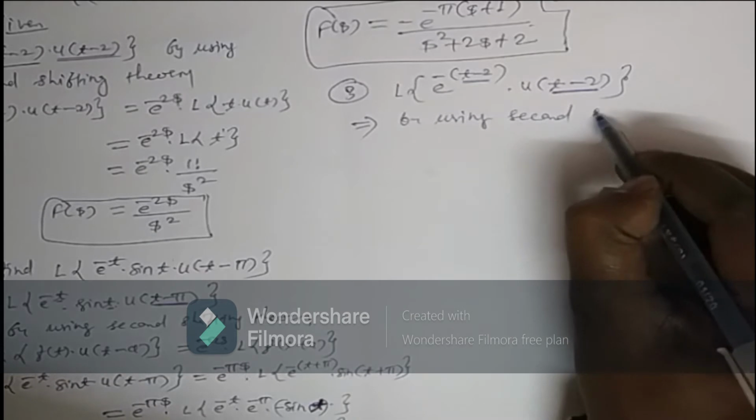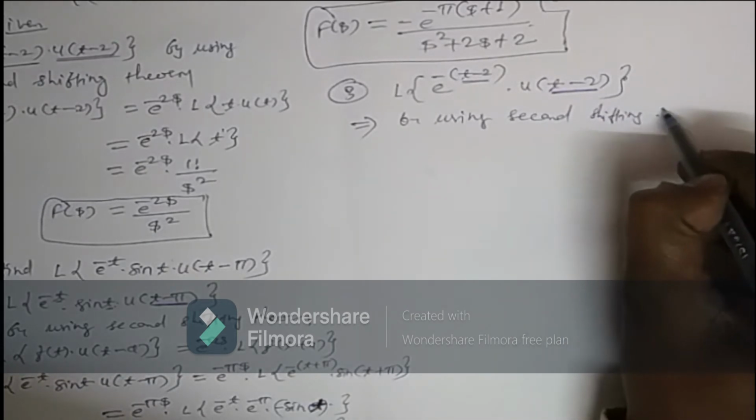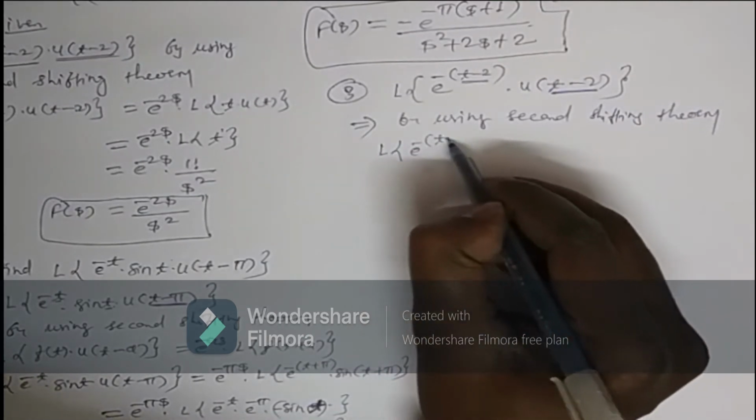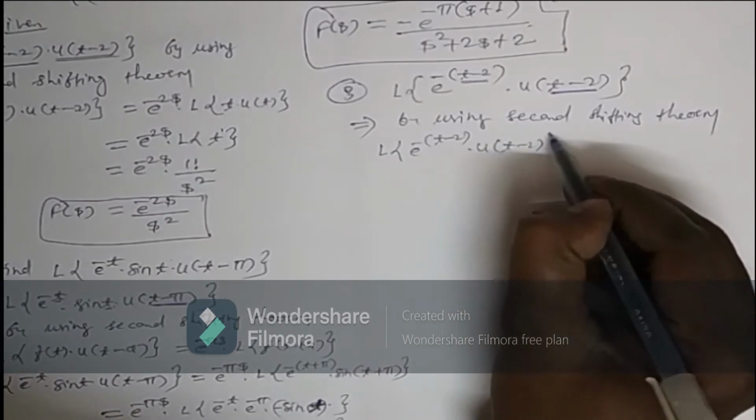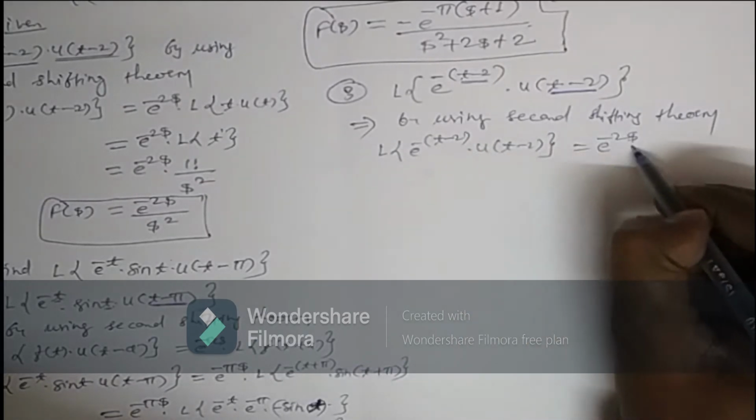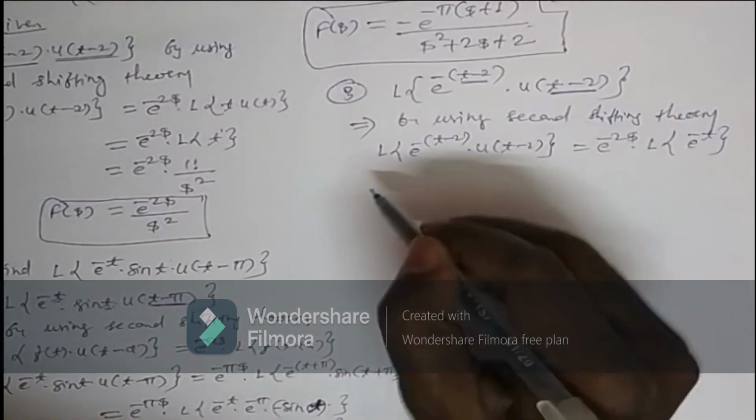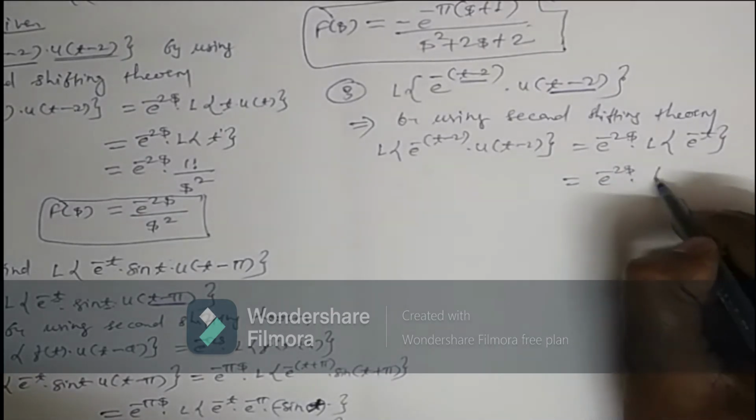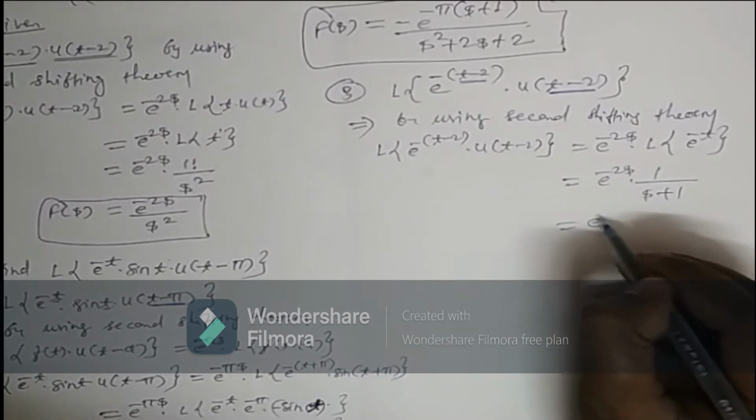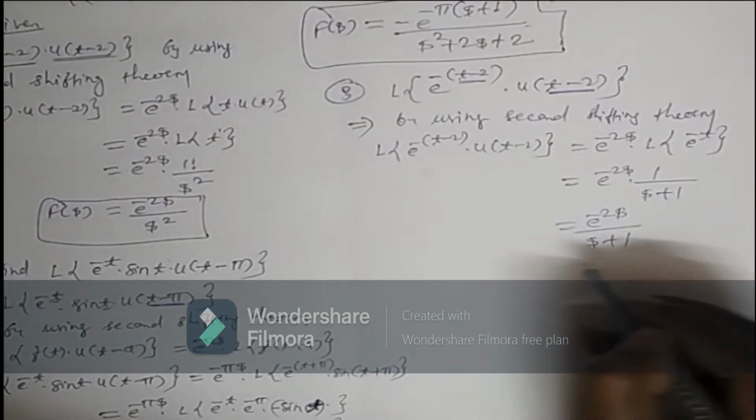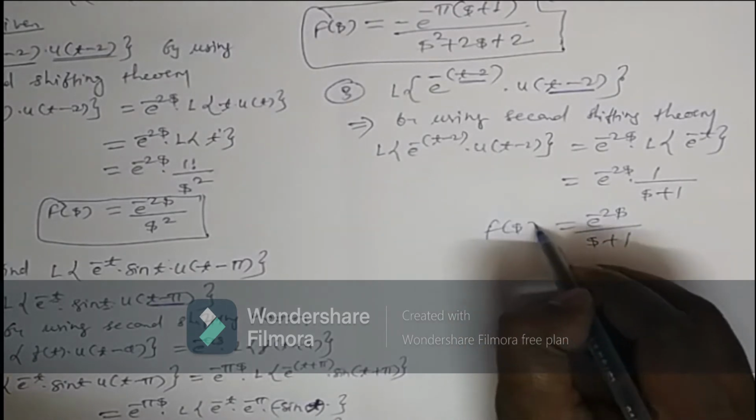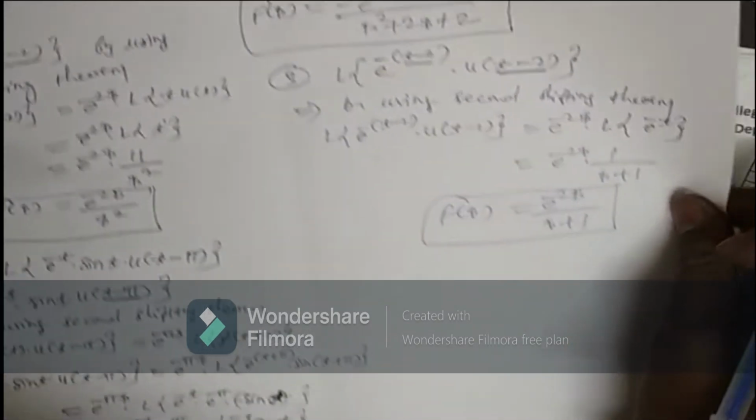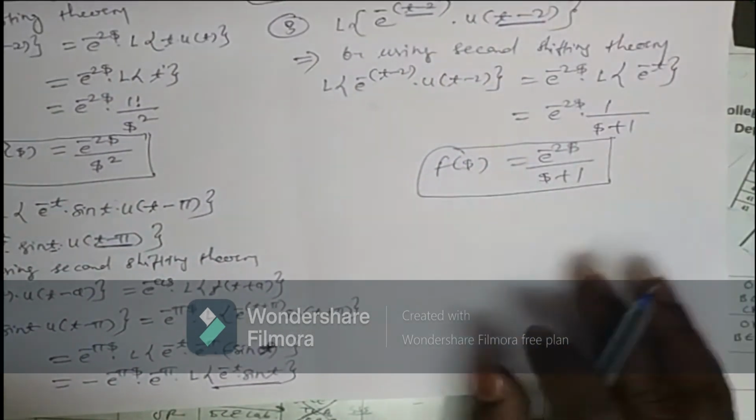second shifting theorem. Laplace transform of e raised to minus (t minus 2) into u(t minus 2) can be written as e raised to minus 2s into Laplace transform of e raised to minus t. Okay, now that is equal to e raised to minus 2s into, what is Laplace transform of e raised to minus t? 1 upon s plus 1. So finally e raised to minus 2s upon s plus 1 is the answer. Okay, so this is the value of F(s), right? So these are the very simple questions that will be from an examination.